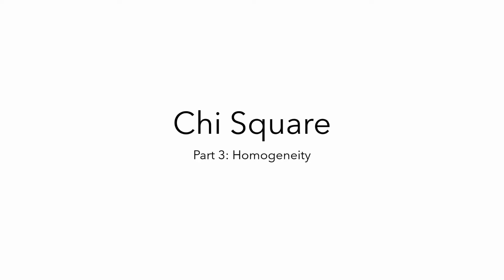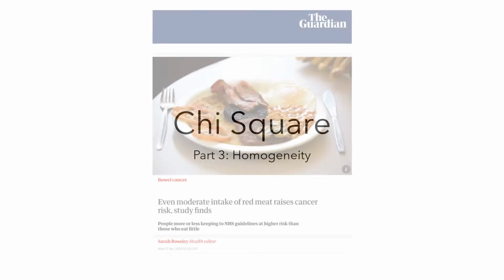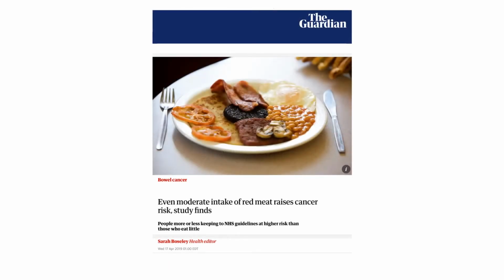In this video, I'll describe how to use the chi-square distribution for research questions related to homogeneity. Over the past decade, there have been numerous studies that have suggested a link between red meat consumption and cancer. So, researchers are interested in determining how much red meat people consume and how this varies from place to place.